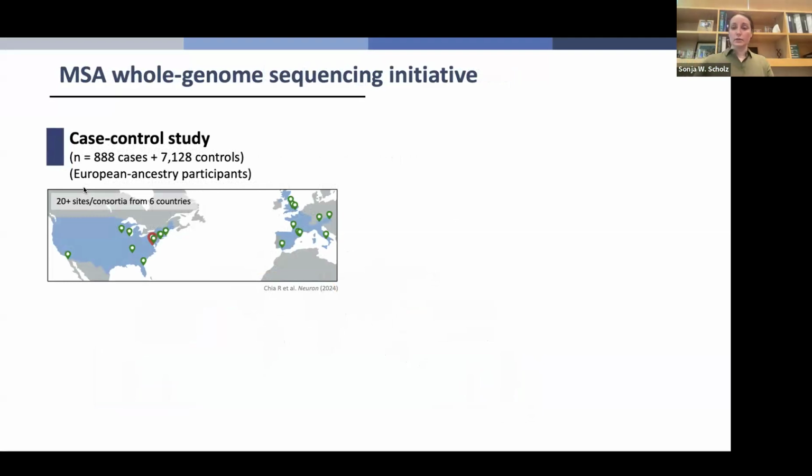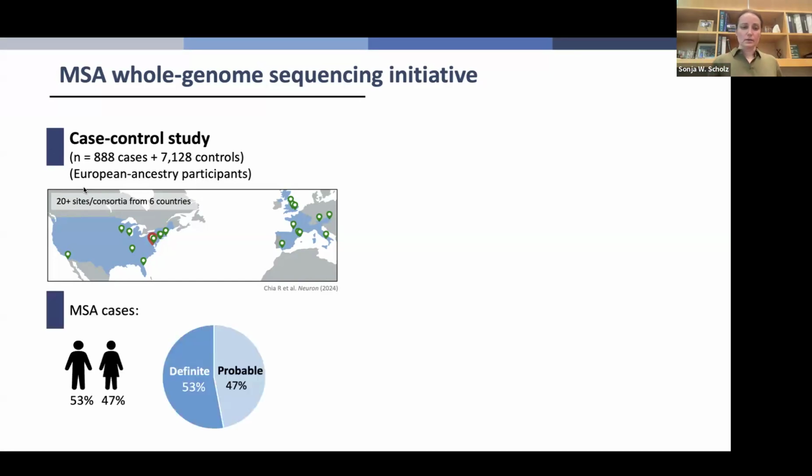which was a major initiative where we wanted to do whole genome sequencing of large cohorts of cases versus controls, and large by MSA standards is still modest, but the more the better. We were fortunate that we had over 800 cases and maybe 7,000 controls. We built a large collaborative effort of over 20 sites across North America and Europe to really bring these cases together and do a genome sequencing study.